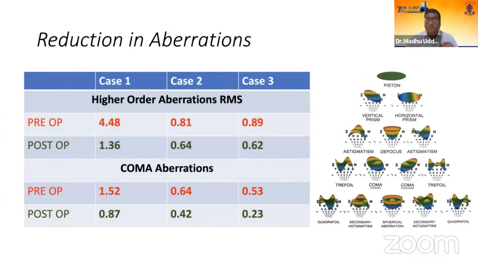And not only the vision, but also the quality of vision. If you see, these are the higher order aberrations that are there pre-op and post-op, both coma and higher order aberrations that are specific to keratoconus that have considerably come down after the surgical intervention.